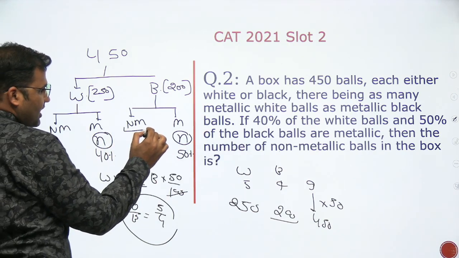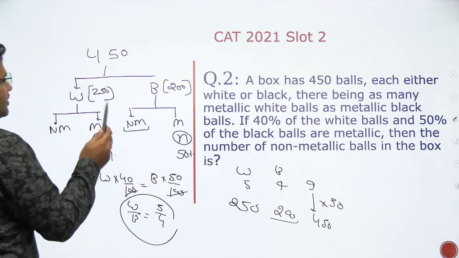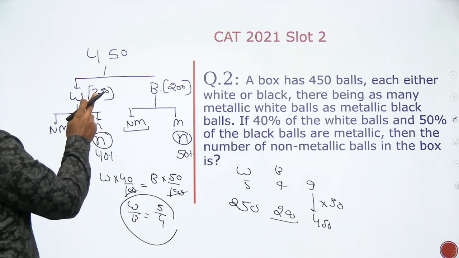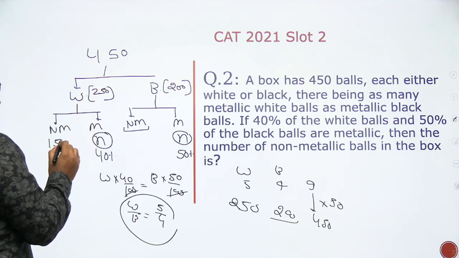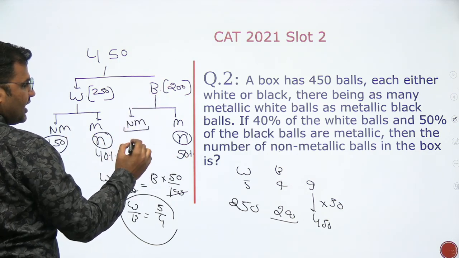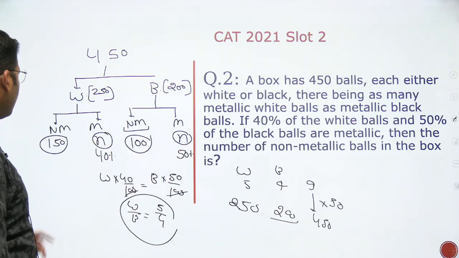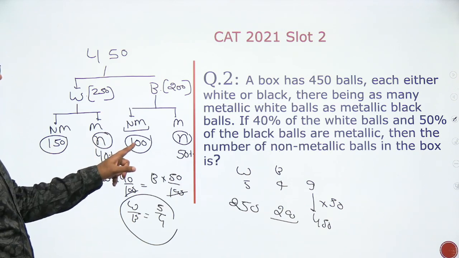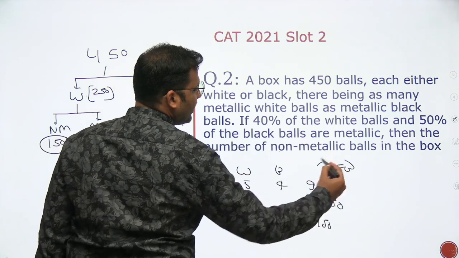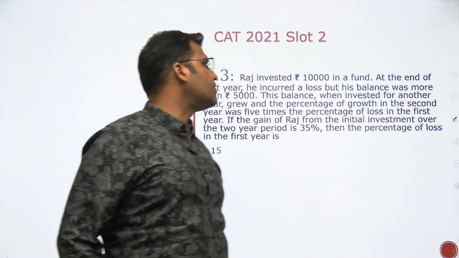Now we are supposed to find the number of non-metallic balls in the box, whether white or black. So 40% of 250 is metallic. So can I say 60% will be non-metallic? 60% of 250 is 150. For black, 50% is metallic, so non-metallic would be 100. So the total number of non-metallic balls is 150 white and 100 black, so the total answer will be 250. A simple, easiest question, right? You could have done it without making any equation if you simply use the concept of ratio.